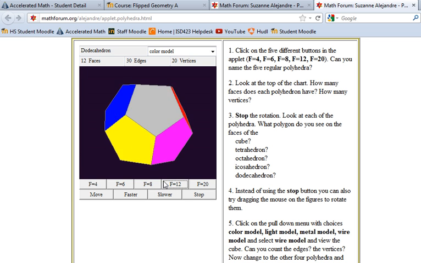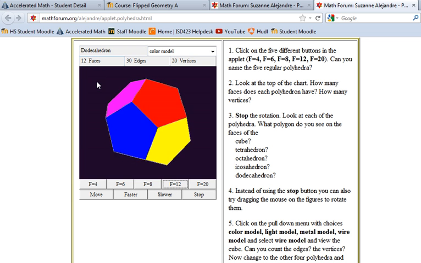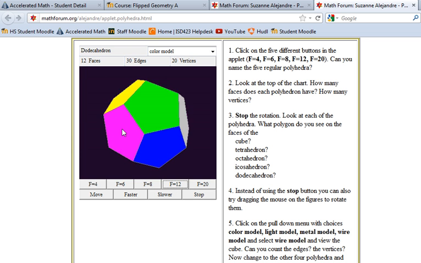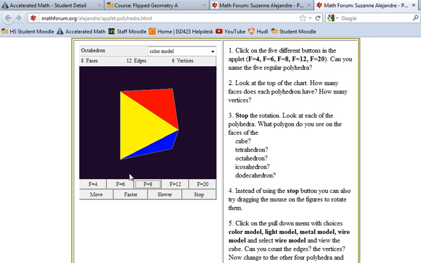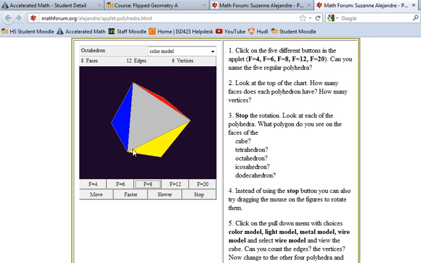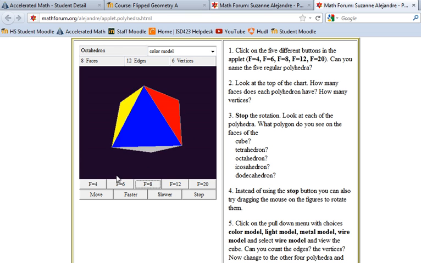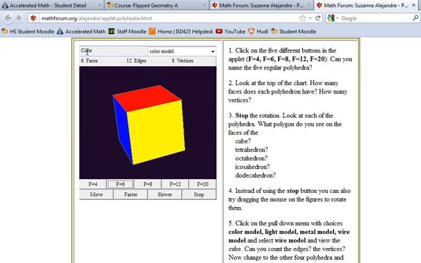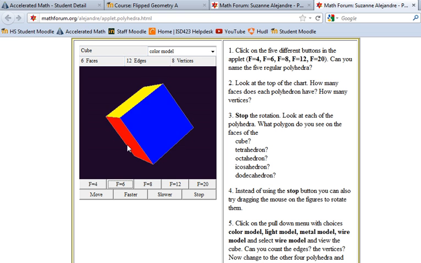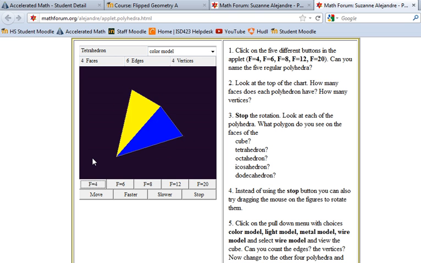If I go back to the dodecahedron, again, remember that it has 12 faces and that they're pentagons. The octahedron, octa meaning 8, has 8 faces and they are equilateral triangles. The hexahedron, sometimes referred to as the cube, has squares, and the tetrahedron has 4 triangular faces.